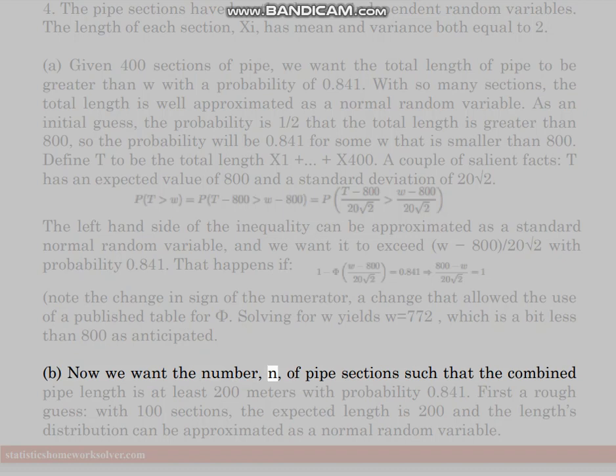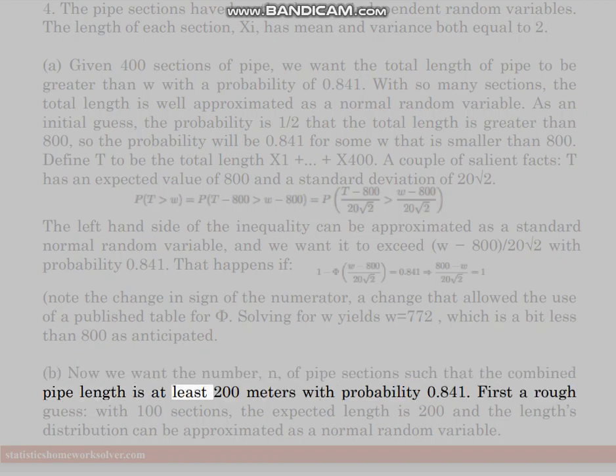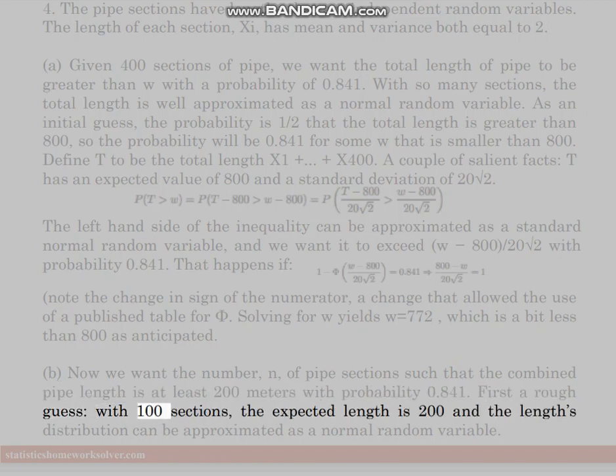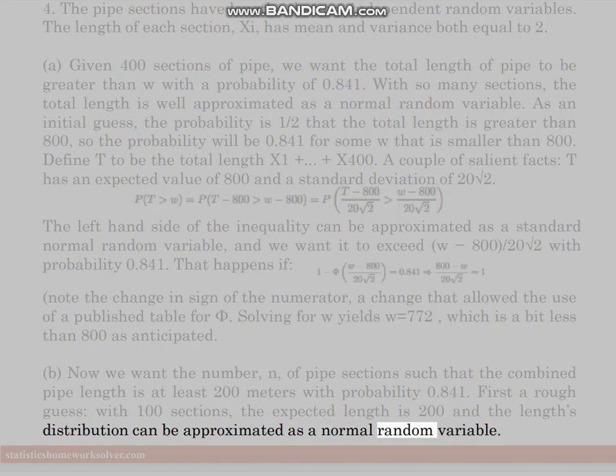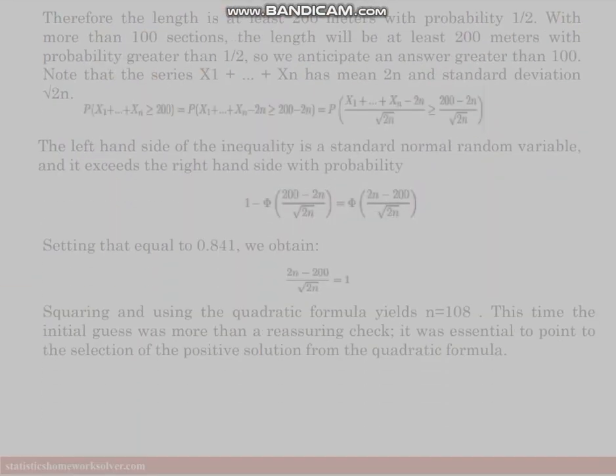B. Now we want the number n of pipe sections such that the combined pipe length is at least 200 meters with probability 0.841. First, a rough guess. With 100 sections, the expected length is 200 and the length's distribution can be approximated as a normal random variable. The left-hand side of the inequality is a standard normal random variable, and it exceeds the right-hand side with probability 1/2. Therefore, the length is at least 200 meters with probability 1/2. With more than 100 sections, the length will be at least 200 meters with probability greater than 1/2, so we anticipate an answer greater than 100.